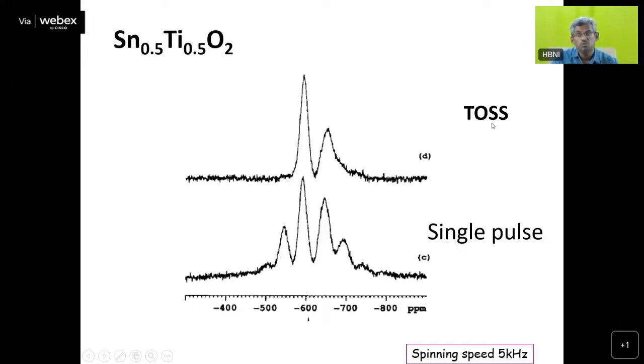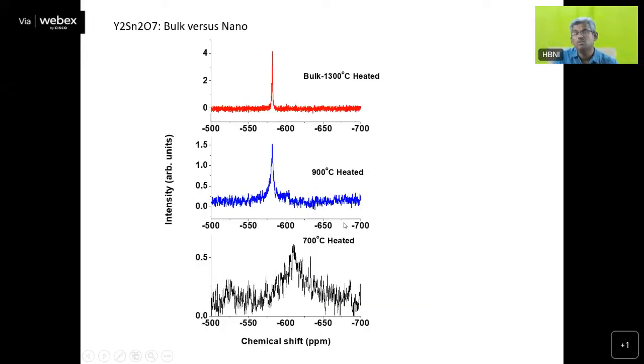But if you do TOSS, or total sideband suppression, we get an individual peak at this position, which indicates tin structural units having a varying number of titanium as near neighbors. So this information can be obtained by TOSS. If you do a single pulse experiment, you will not get this information. This is nothing but a tin structural unit having, I think, around 6 or 7 titanium as near neighbors, which we will probably discuss in the next class. It has also been theoretically calculated how many titanium there are. But individual titanium we are not able to get; we are getting an overlap of many peaks. If you do a single pulse, you will not be able to see that. We really need to go for a TOSS sequence.